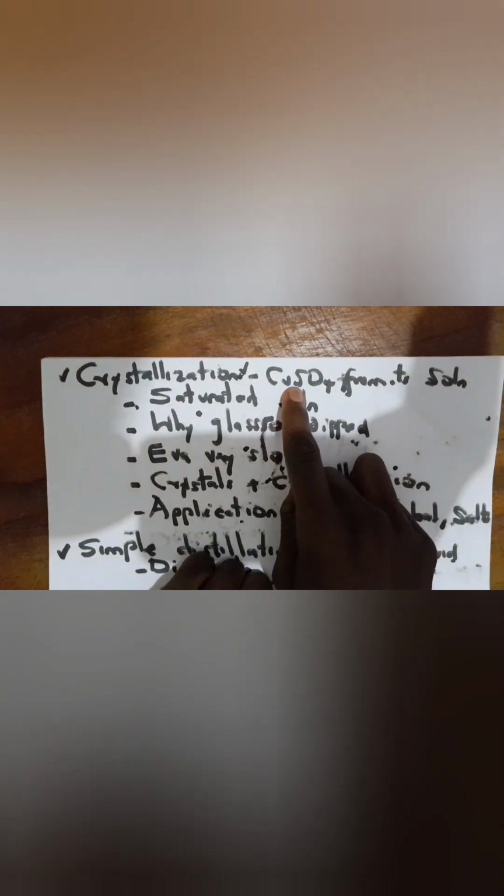Today, we continue with crystallization. Now, we have copper 2 sulfate. Copper 2 sulfate is a compound. This compound contains three elements: copper, sulfur, and oxygen. We are able to extract this copper 2 sulfate from its solution using a method called crystallization. I will tell you what crystallization is.